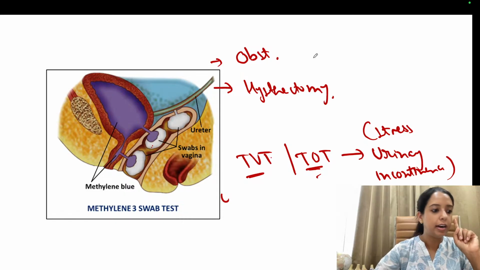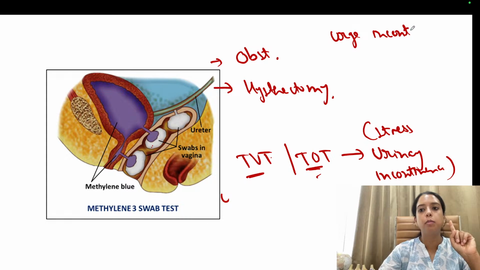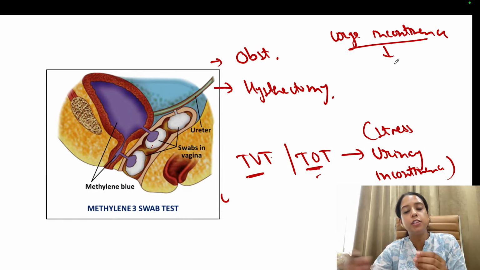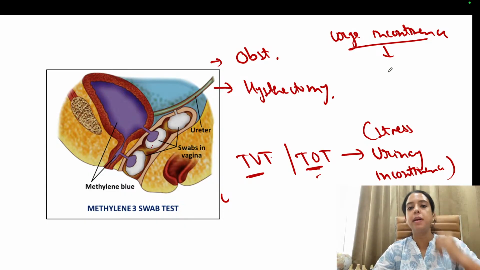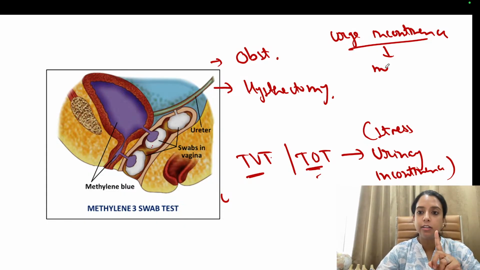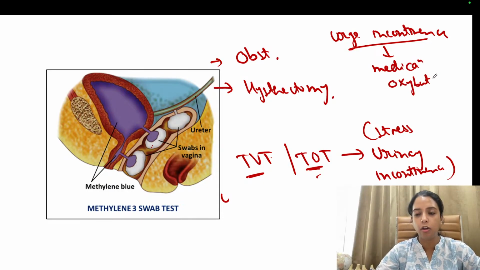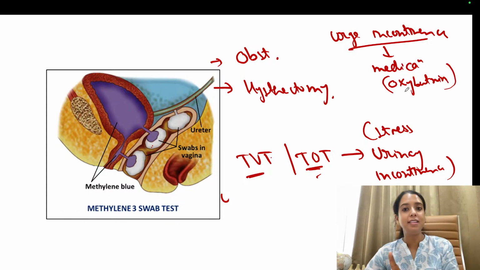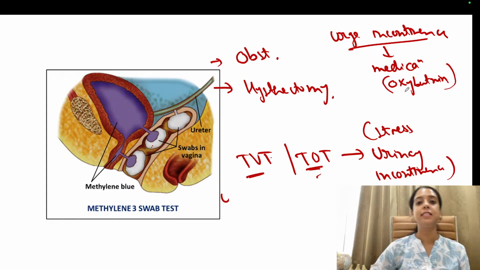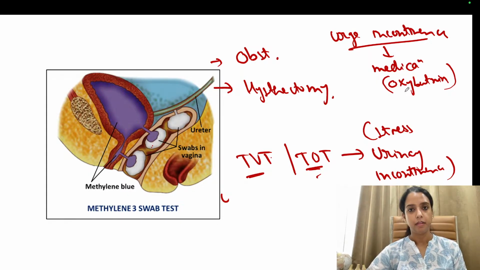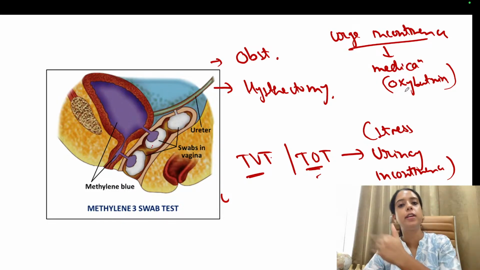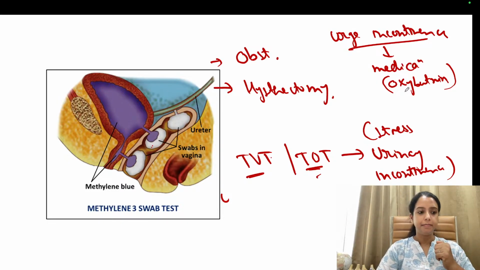Urge incontinence is not a sphincter problem. उसको आप सर्जरी से नहीं ठीक कर सकते हो. It is the detrusor muscle which is hyperactive. How can you repair it with surgery? So urge incontinence has to be treated by medication like oxybutynin, anticholinergics. You give anticholinergics. So urge incontinence is medically treated, but stress incontinence is treated surgically. ठीक है. Transvaginal or transobturator taping is done. ठीक है.